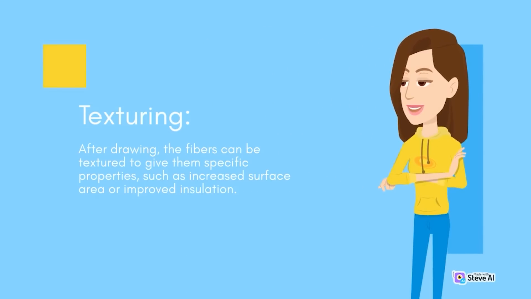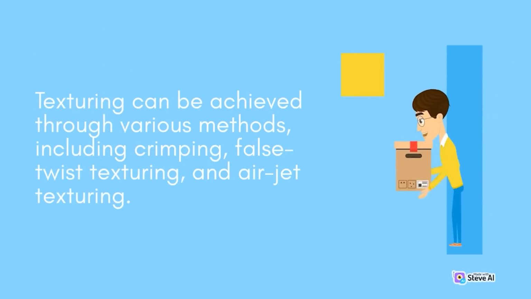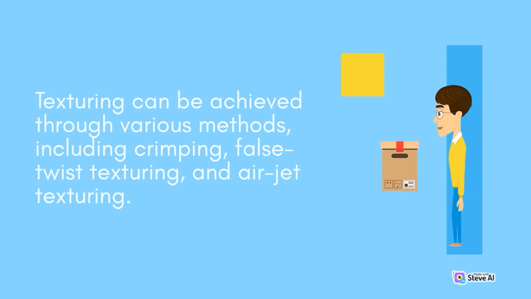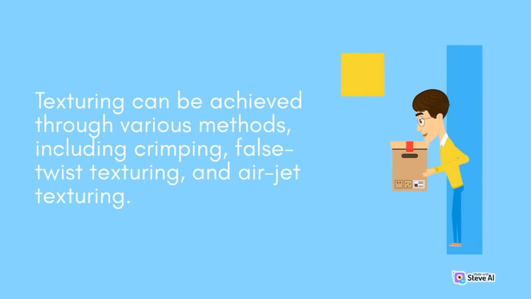Texturing. After drawing, the fibers can be textured to give them specific properties, such as increased surface area or improved insulation. Texturing can be achieved through various methods, including crimping, false twist texturing, and airjet texturing.